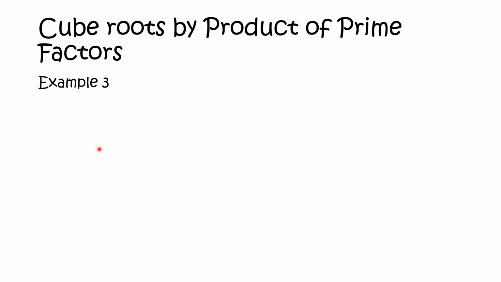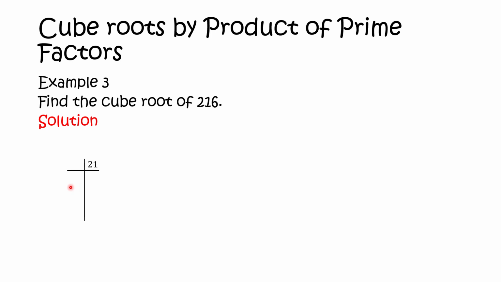Great. So let's have an example. Example 3: find the cube root of 216. For the solution, we find the prime factors of 216. It's easy to see that 2 is one of them. We divide by 2, we get 108. By 2 again, we get 54. By 2, we get 27.